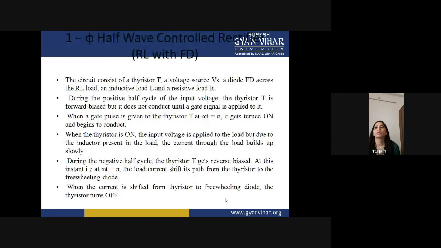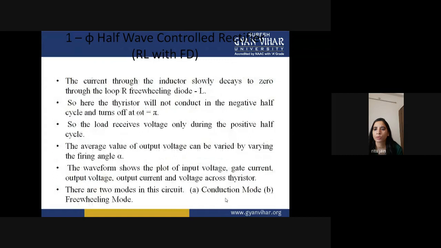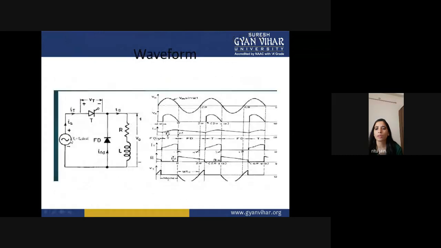So we come to the first point, that is your single phase half wave controlled rectifier with RL load and a freewheeling diode. First we come to the diagram. You can see that there is a supply voltage, which is your AC voltage. This is your thyristor. One freewheeling diode is connected in this circuit, in parallel with your RL load. So this is your resistance load, and the voltage across this SCR is equal to VT.